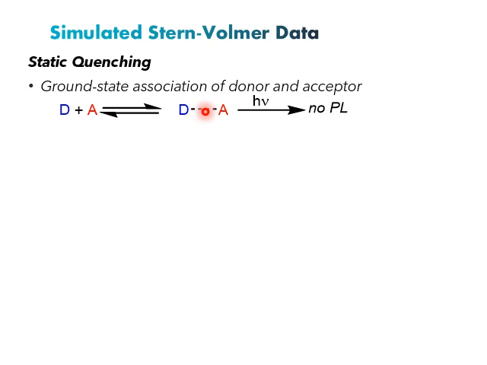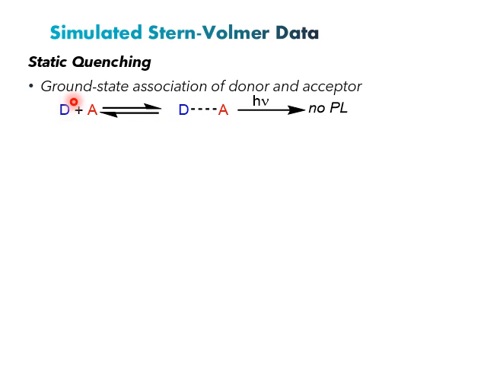So the result of this is you're going to reduce the intensity of your photoluminescence because you're taking molecules of D, if that's your luminescent molecule, you're associating them with your acceptor, and you're reducing the amount of donor molecules that are available for photoluminescence. So that reduces the intensity. However, the only luminescence you're observing is from the free donor. You don't see any luminescence from the associated pair.